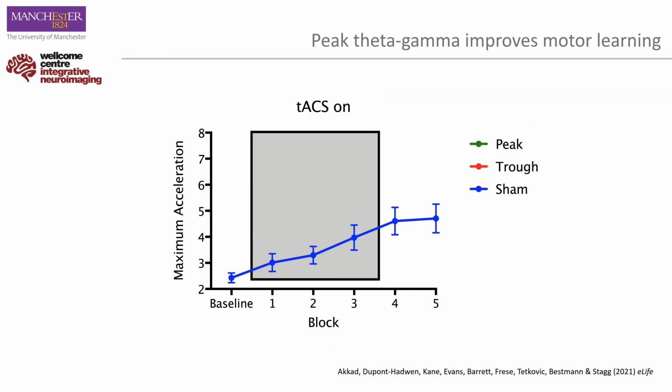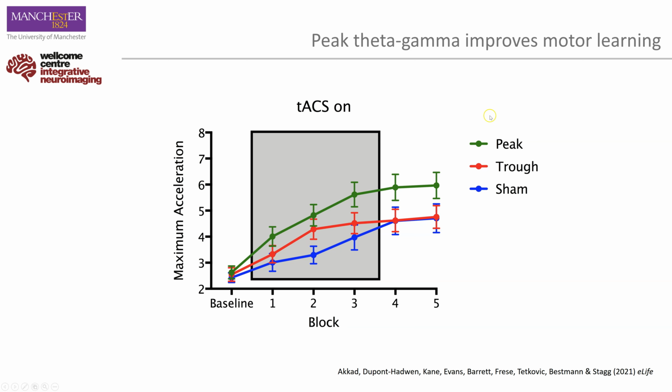So to look at those results then, this is the sham condition, and so this measure of acceleration is the measure of learning in this particular task, and you can see that the participants improve their performance across all of the blocks. If you add in the trough modulated gamma wave, so this is where gamma was appearing in the trough of the theta wave, you can see that there is essentially no difference between those two curves at most time points.